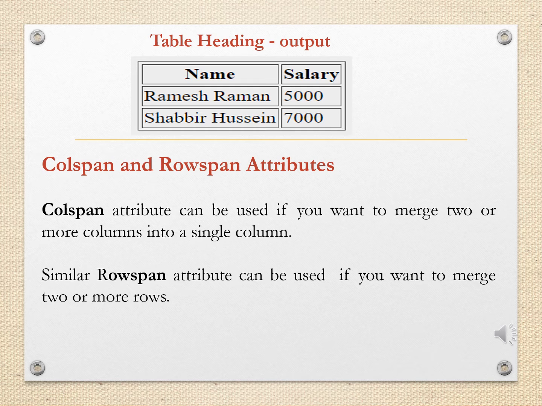The colspan attribute can be used if you want to merge 2 or more columns into a single column. Similarly, the rowspan attribute can be used if you want to merge 2 or more rows. In Microsoft Word, we can simply do this with small operations, but since HTML is used for web page designing, we have to use certain attributes to make it possible.